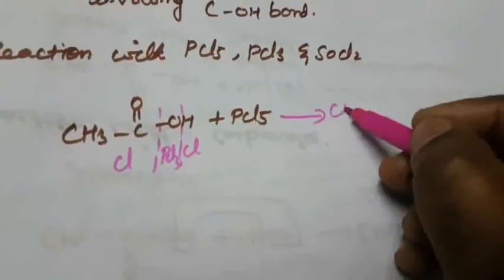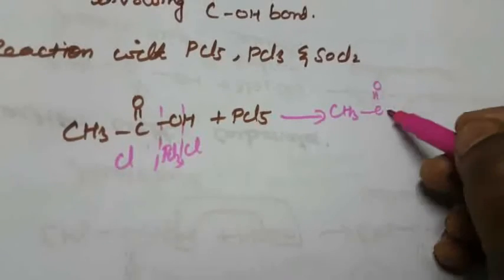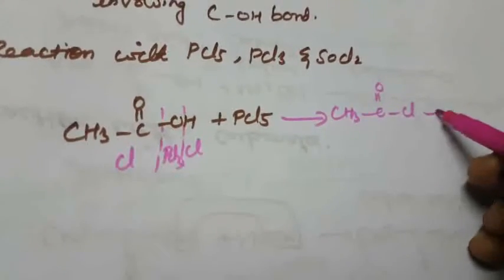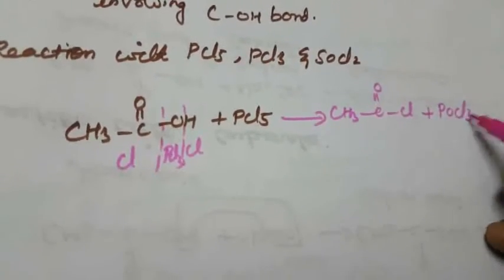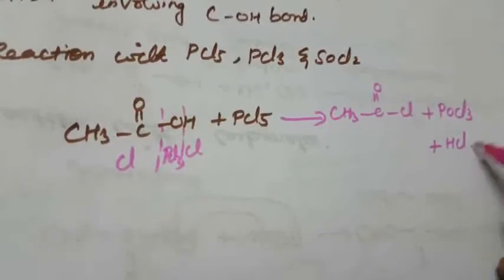So what is the compound name? Acetyl chloride. C double bond O, Cl, acetyl chloride. Then POCl3, then HCl. Okay, so this is the compound.